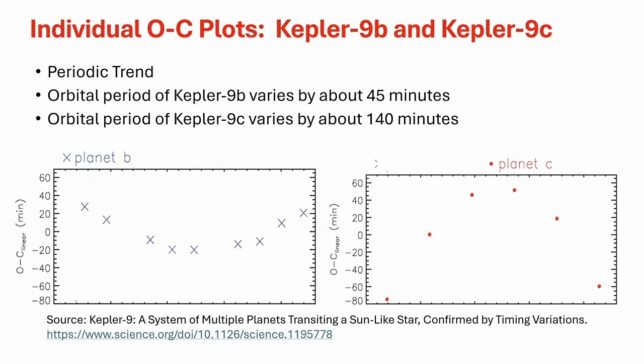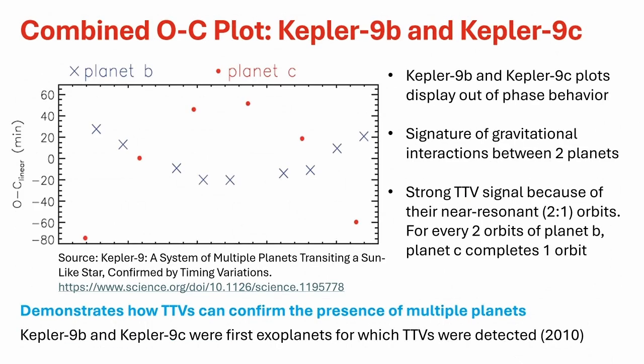What happens if we combine these two curves together? Here, one thing you will notice straight away is that both Kepler 9b and Kepler 9c display really out of phase behavior. This means that they're basically doing the opposite. While one is going up, the other curve is going down. And this is actually what we should be expecting.